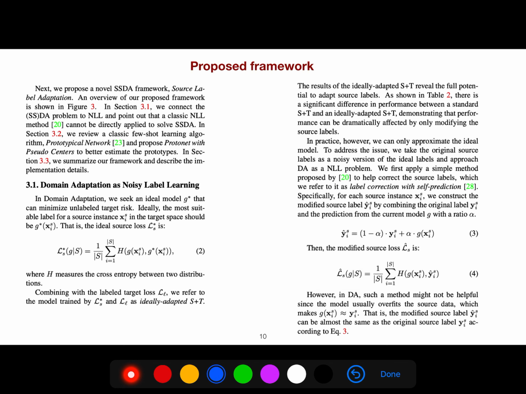So we propose this algorithm in which we seek an ideal model G star that can minimize the unlabeled target risk. So ideally, the most suitable label for a source instance x_i in the target space should be given by this ideal model. That is, the ideal source loss is this entropy, H, which is just the cross entropy between the two distributions.